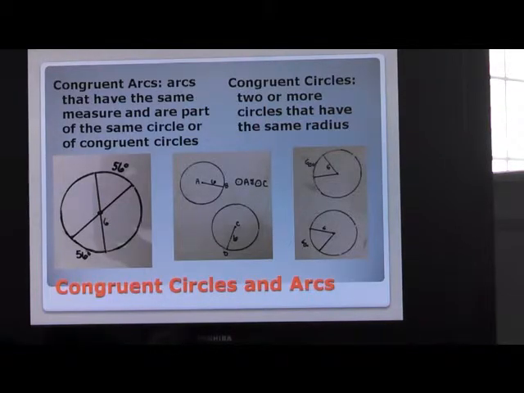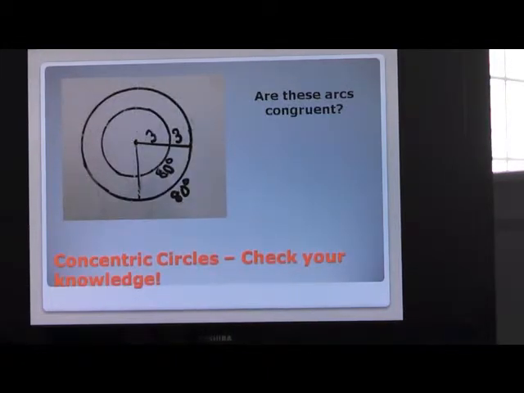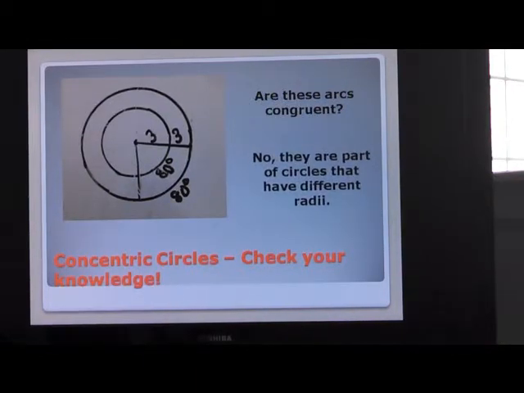Congruent arcs are arcs that have the same measure and are part of the same circle, or they can be part of congruent circles, which are 2 or more circles that have the same radius length. Are these arcs congruent? Check your knowledge. These arcs are not congruent because they have different radii. One circle's radius is 3, while the other's is 6.